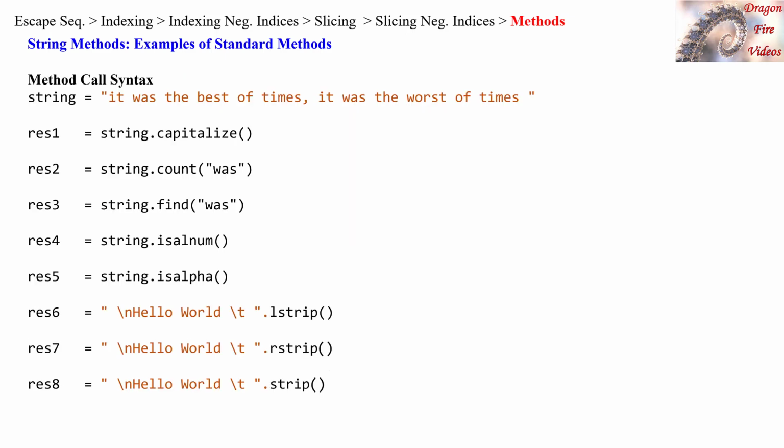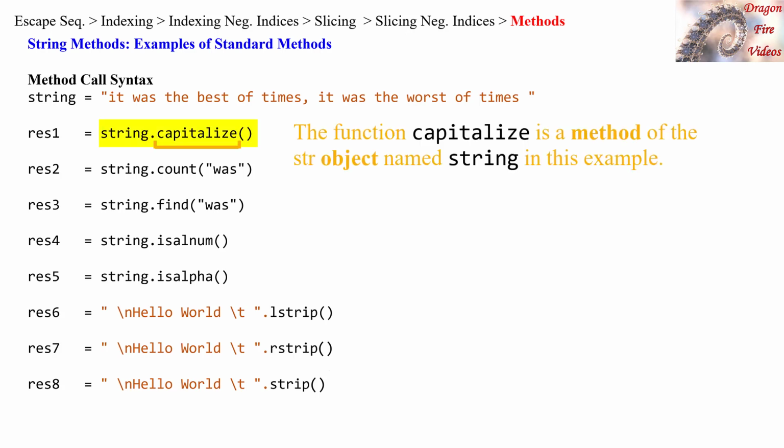So here we have a basic string. It was the best of times, it was the worst of times, a famous quote from Dickens. I have 8 strings that we're going to use. The first 5 of them will involve this string here, and then the last 3 will be done a little differently, just to show you how it can be done a different way. So we look at string.capitalize. That's calling the capitalize method and applying it to the object string.